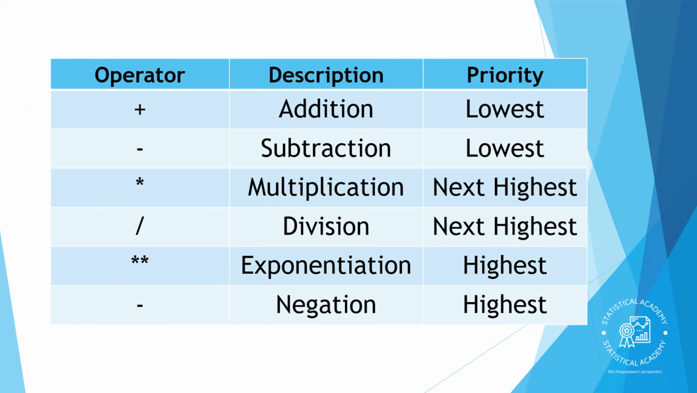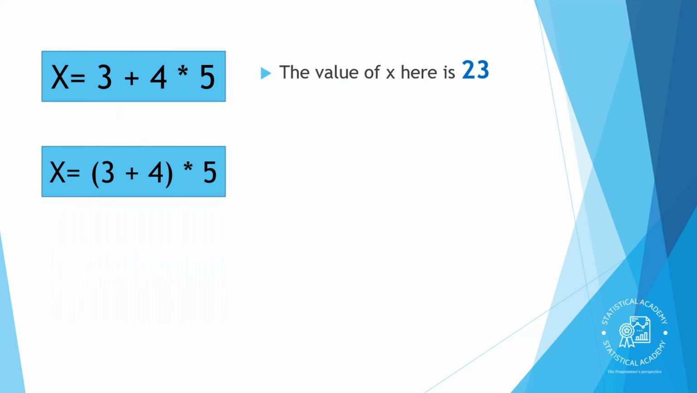The same rules you learned about the order of algebraic operations in school apply to SAS arithmetic operators. That is, multiplication and division occur before addition and subtraction. In the table, the two highest priority operations occur before all others. The next highest operations occur before the lowest. For example, the value of x in this assignment statement is 23. In the second example, value is 35.